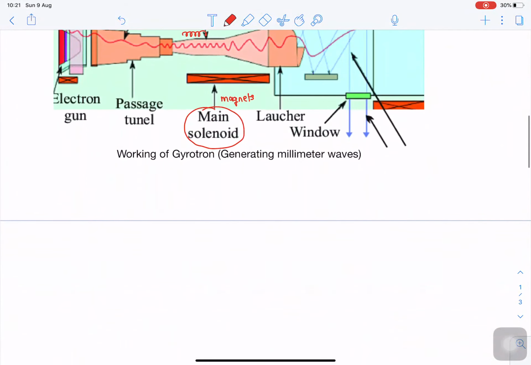Initially we started with linear beam tubes. I will make a summary over here. The general classification of microwave tubes is based on two types: linear beam tubes and crossed field tubes. I am just making a list for summary purposes. So linear beam tubes and crossed field tubes are the main microwave tubes we studied in this third module.